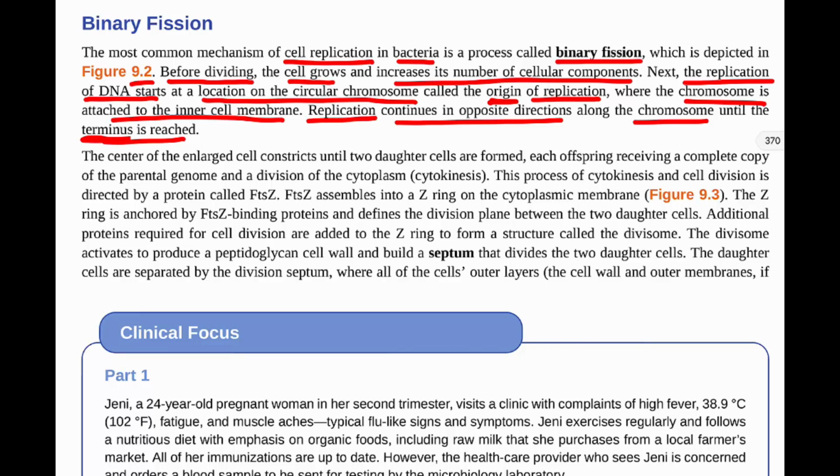So the center of the enlarged cell is then going to constrict. So the center of this big cell is then going to start pulling in toward the center.